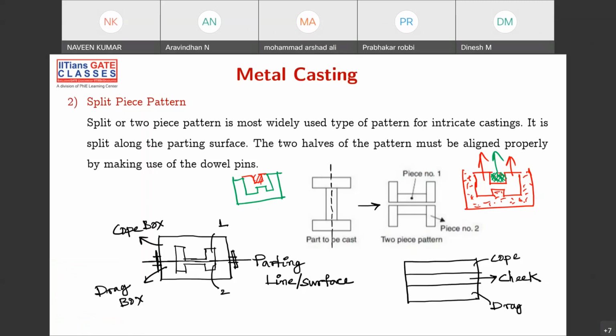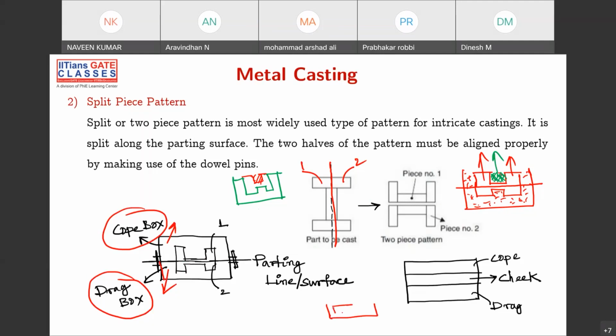So to avoid this kind of thing, what you do is split the pattern like this. You're splitting the pattern in half. Once you split the pattern, you have the first half of the pattern and the second half of the pattern. You take these two pieces, and as you have two patterns, you have to have two boxes also. So you have a top box and a bottom box. The bottom box is known as the drag box, and the top box is known as the cope box. Now you put one piece in the drag box and ram it. Now you see the bottom box is easy, right? If you have the bottom box with half the pattern, this is very easy to remove.